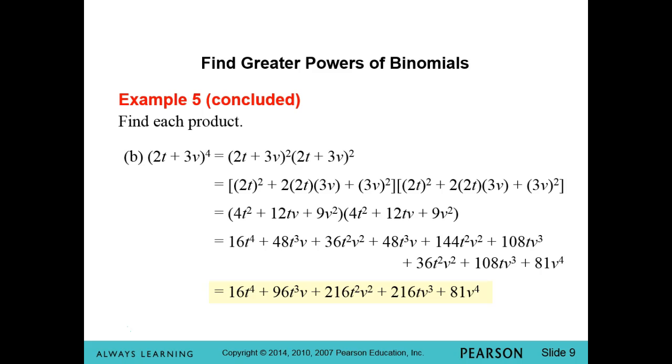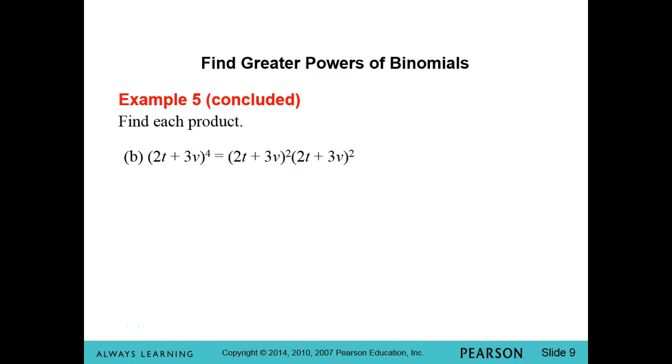That was the B part. Let's see if they do a C part. No, they don't. So let's back up and we'll do the C part. Do we have time? Yes. Okay. Here's the C part. Let me go back to dark color, okay?